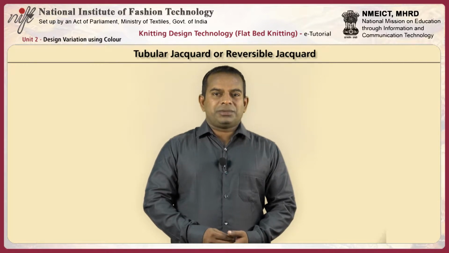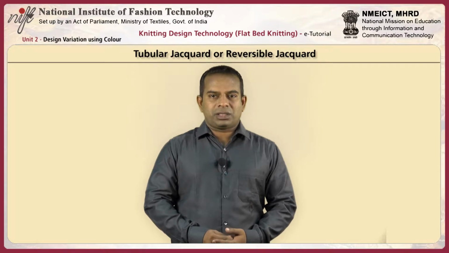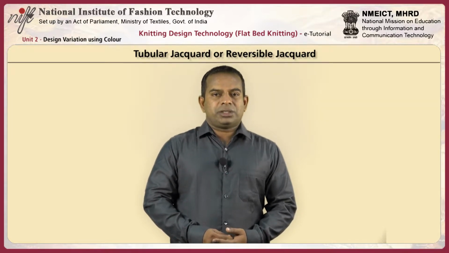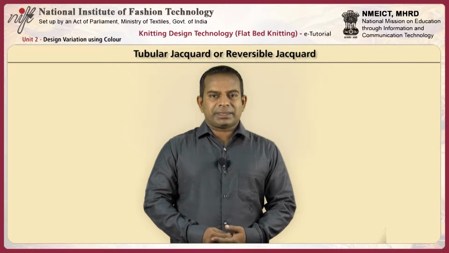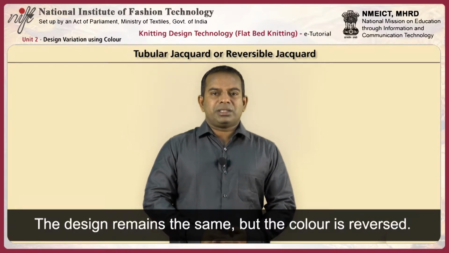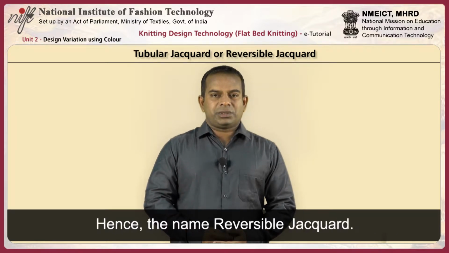Let us look at the fabric now. Observe that the front side looks exactly like the float jacquard as the same design is used here. Now look at the back side of the fabric. The design remains the same but the colors have reversed. Hence the name reversible jacquard.